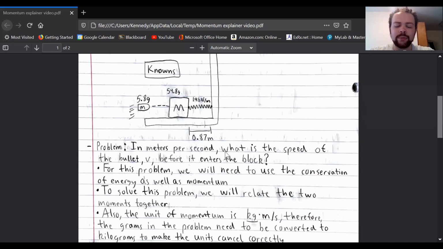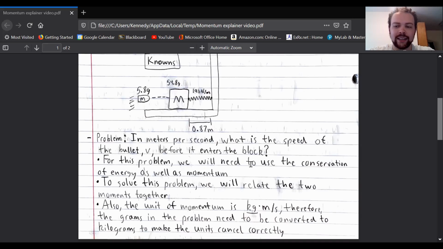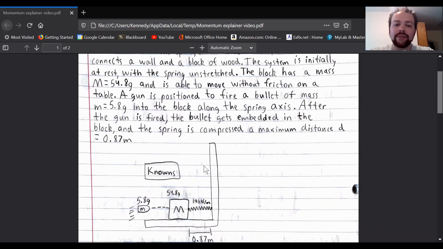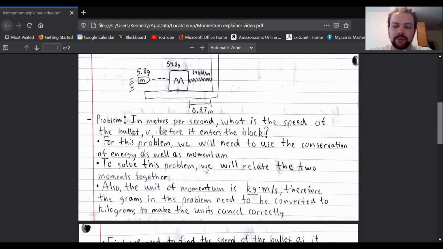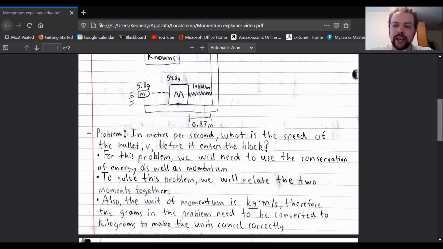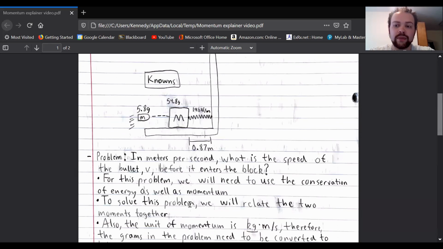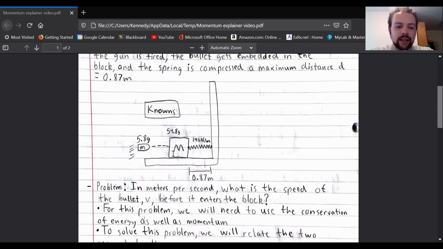One of the pitfalls I fell into on this problem, and the reason I really struggled on the homework and couldn't figure out why I was wrong, is that the units of momentum are kilograms times meters per second. So the grams in this problem have to be converted to kilograms for this problem to come out correctly. In most cases, units just work out on their own, but this is a special case where you have to make sure you convert that in your calculations for it to come out correctly.